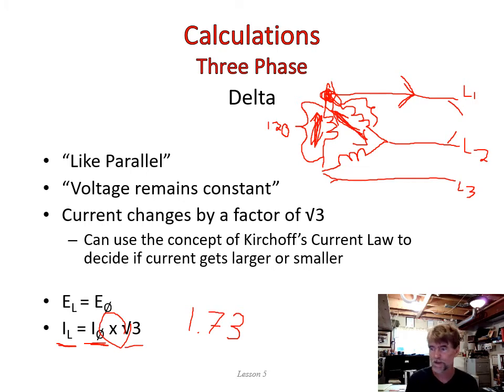Okay, if we're looking at a particular point in the sine waves as they overlap. So that's the reason that we can't just multiply it by 2, we multiply it by something less than 2, and it just happens to be 1.73, which is √3. Okay, so that's our delta connection. It's like parallel, so the voltage in the phase and the voltage out on the line are the very same, but the current in the phase is √3 less than the current we measure out on the line. Okay, that's delta. Let's try Y.